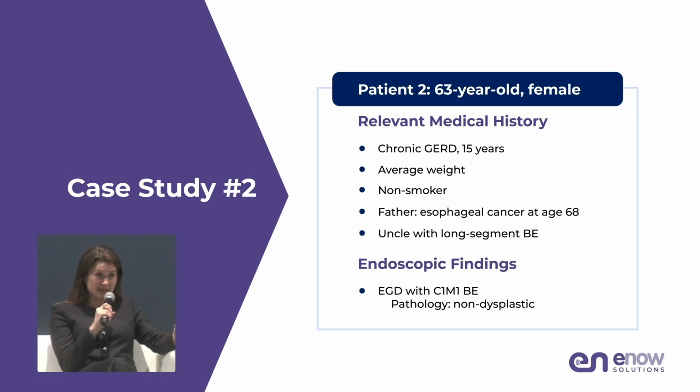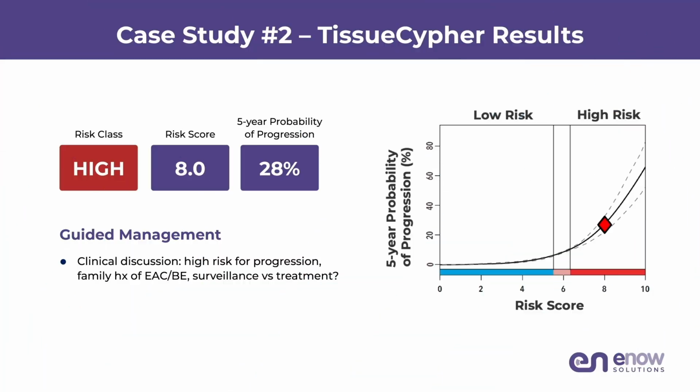So endoscopically, this looks like a low-risk situation. But she's very worried, and her family history is also a bit concerning. So again, a really useful case where you would want additional information, and you really want personalized information. What is her risk based on her family, her genetics, her biologic profile? And so in this case, you send your TissueCypher, and it comes back as high risk. This is a risk score of 8, and the 5-year probability of progression is 28%.